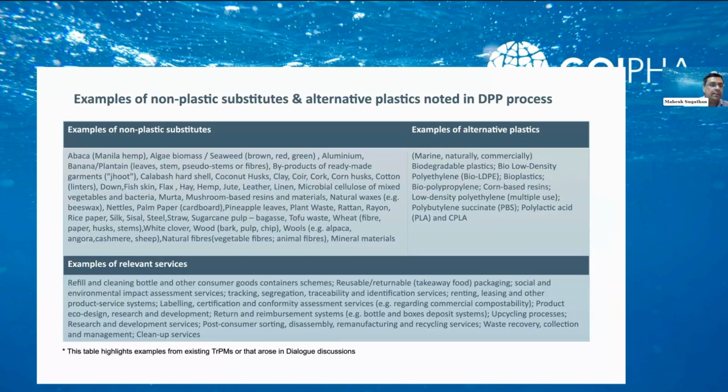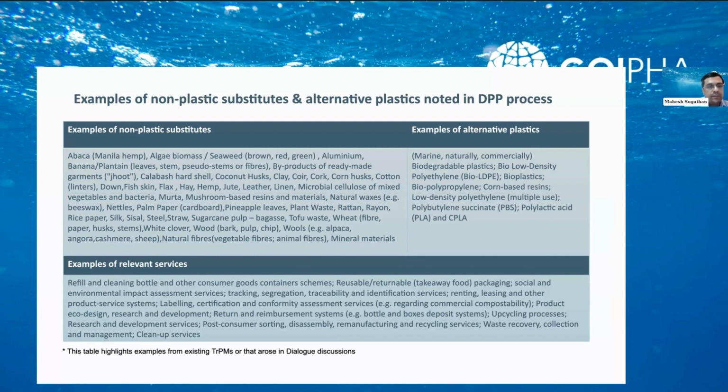Now, the WTO Secretariat has also compiled the results of a survey of dialogue members, noting where non-plastic substitutes have been identified in trade-related plastic measures or discussed in the dialogue. The results are included as factual compilations which have been attached to the WTO DPP ministerial statement that was issued at the 13th ministerial conference that recently took place in Abu Dhabi in February. Some of the main non-plastic substitutes, alternative plastics, and ancillary services noted are illustrated in the slides.